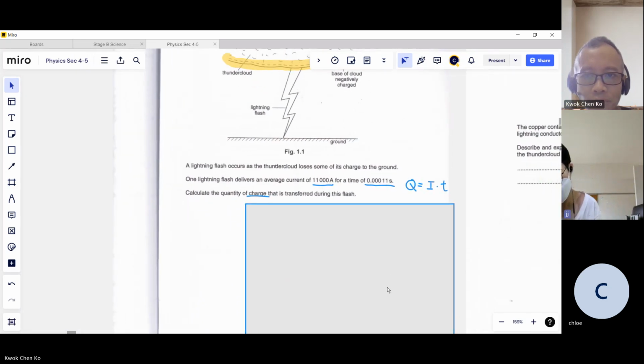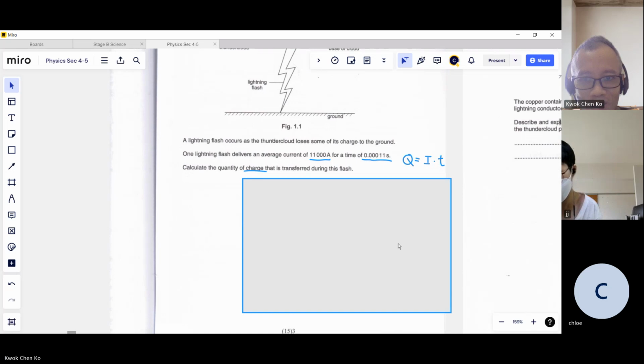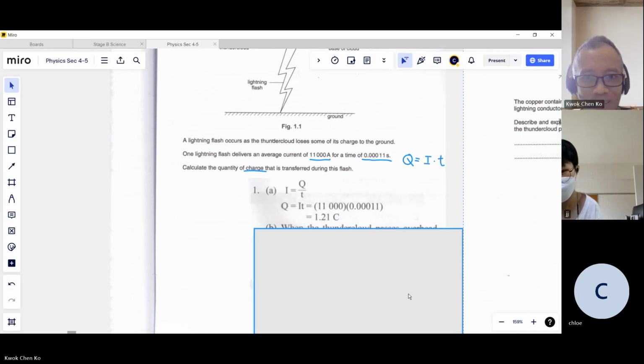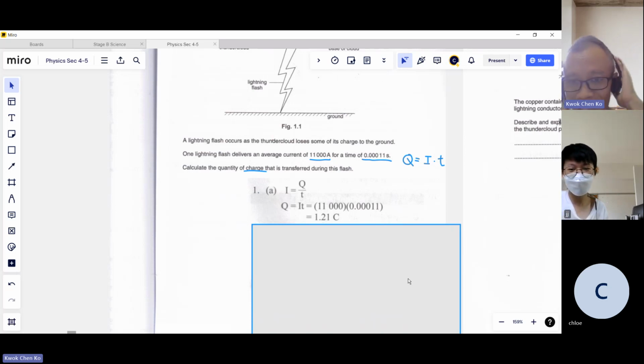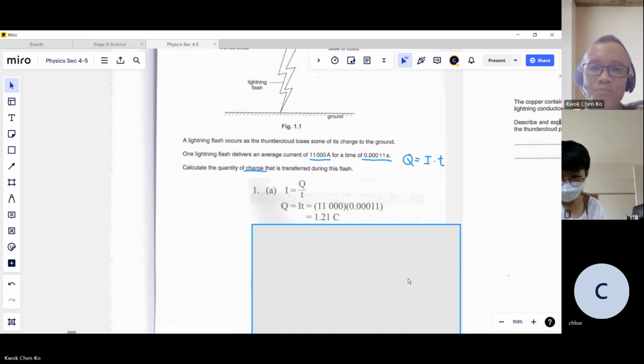1.21 C. 1.21. Okay. Yeah. That's a bit. Okay, can. Okay. I thought it's a bit small, but well, apparently that's how it is.